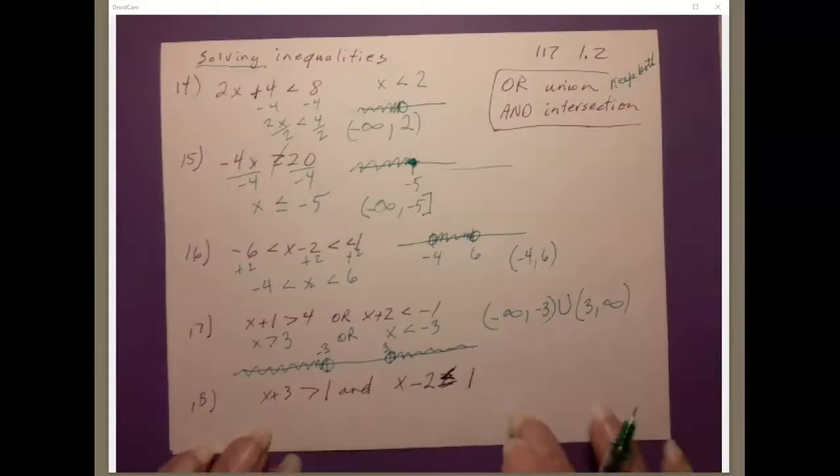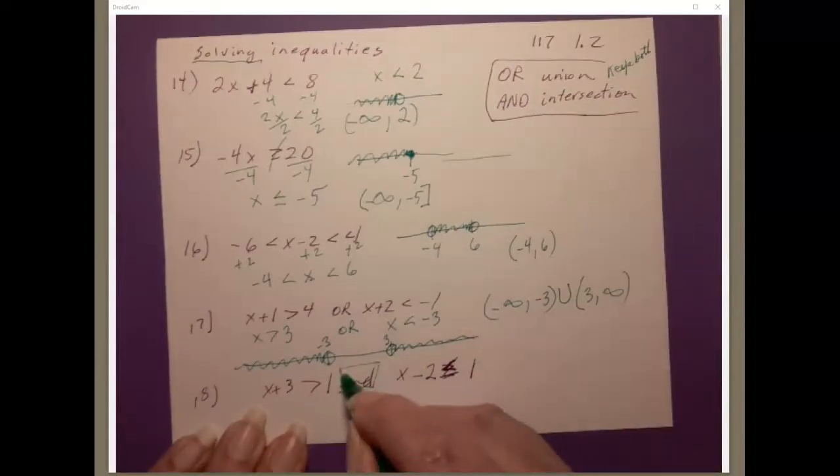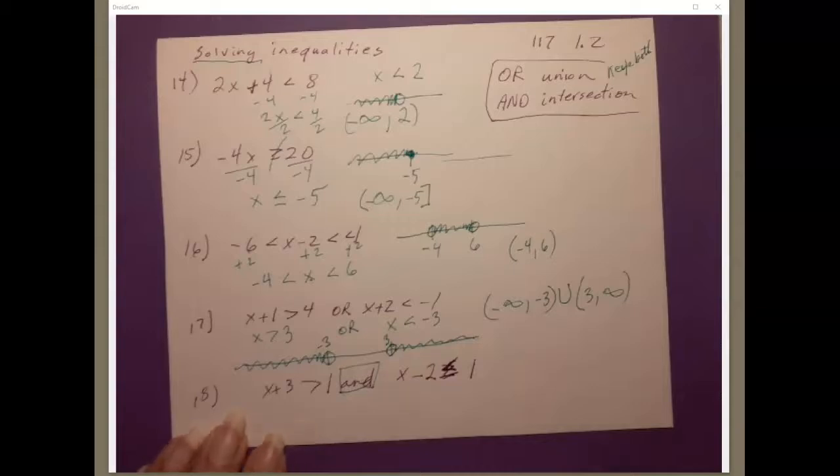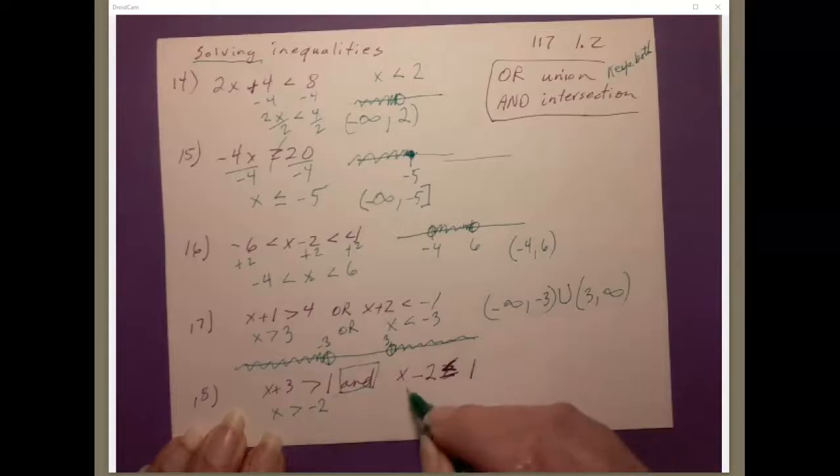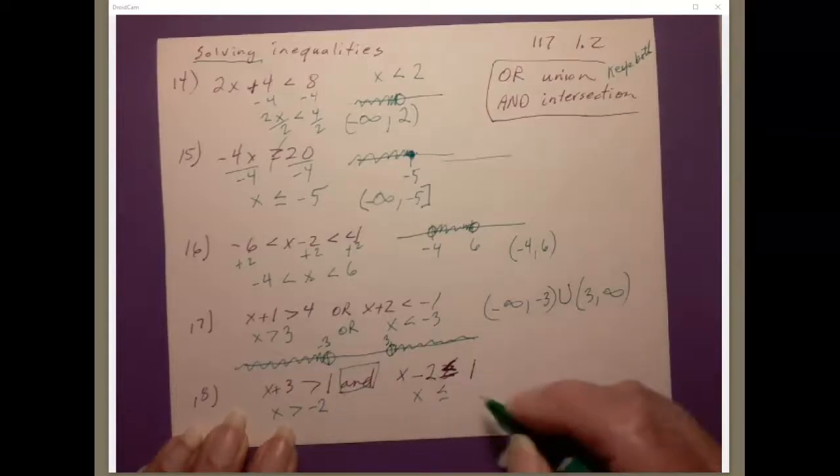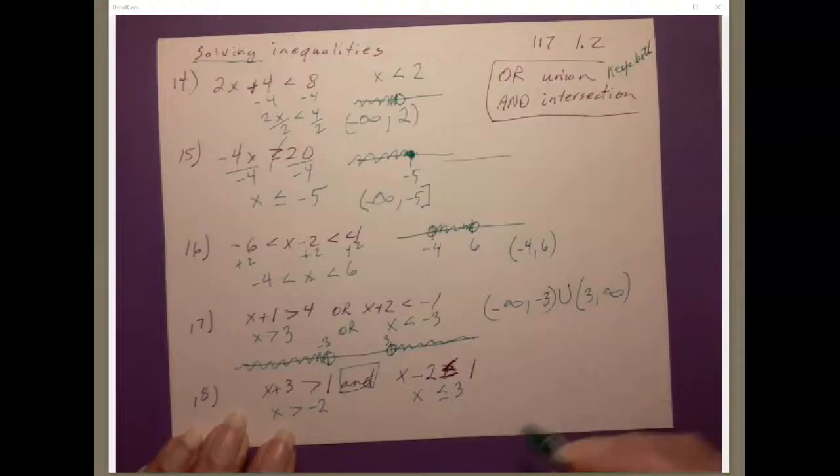Same thing on this one, but this says and. And means intersection, so let me be a little bit more careful with this one. This says x, I'm going to subtract 3, is greater than negative 2. And this I'm going to add 2, x is less than or equal to 2 plus 1 is 3. So it's saying negative 2 to 3.